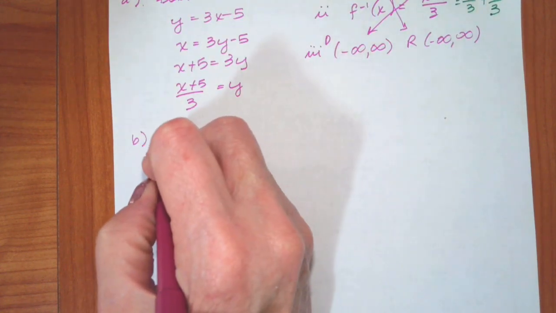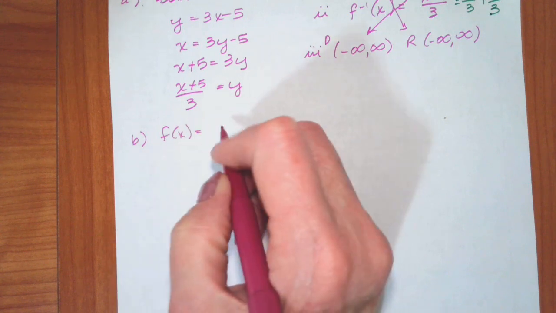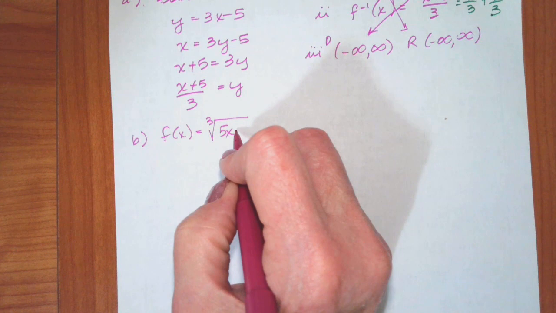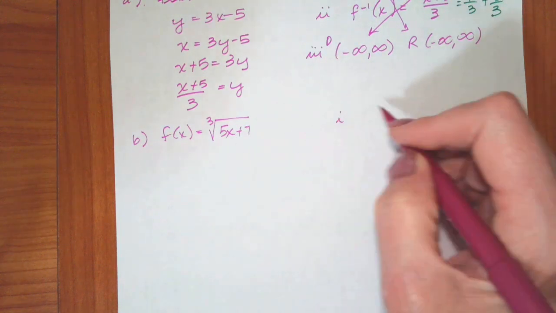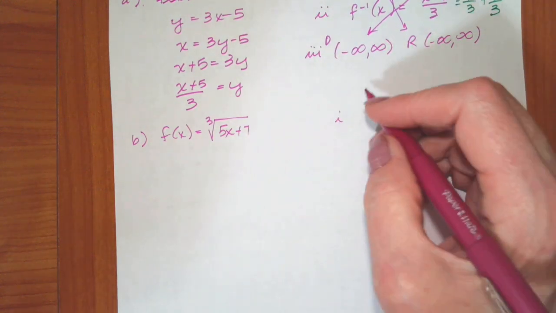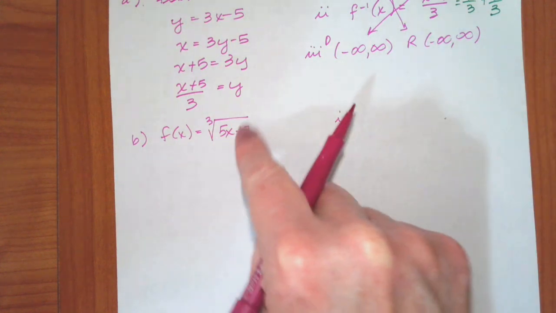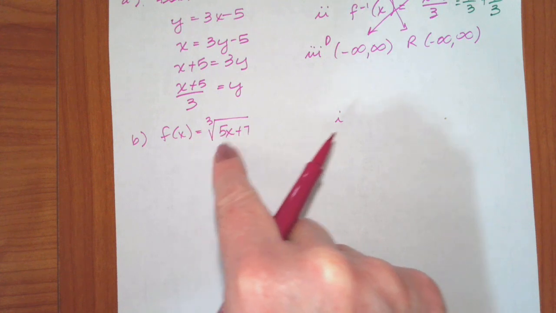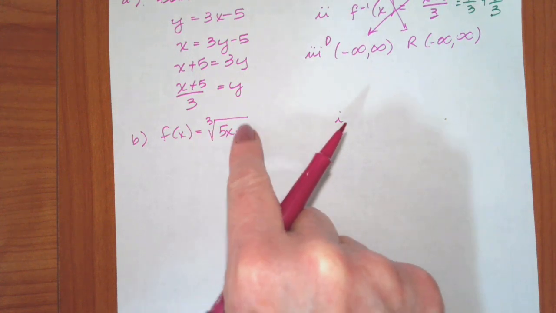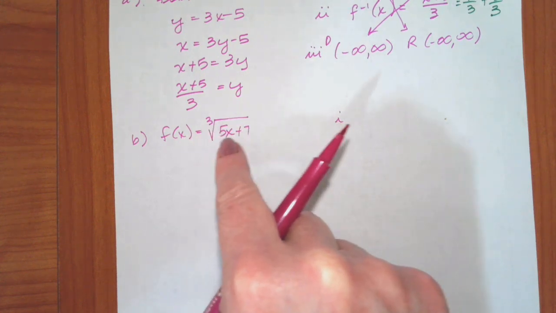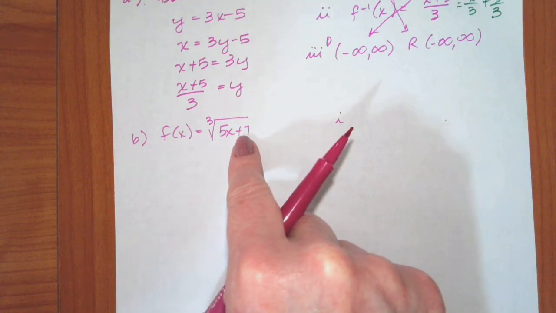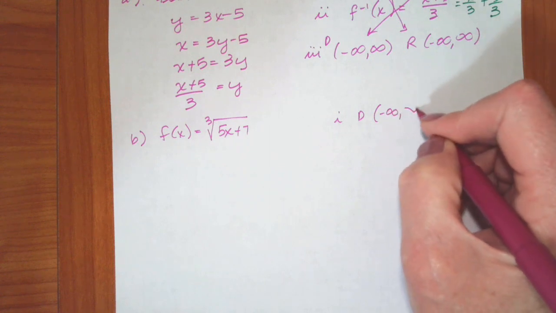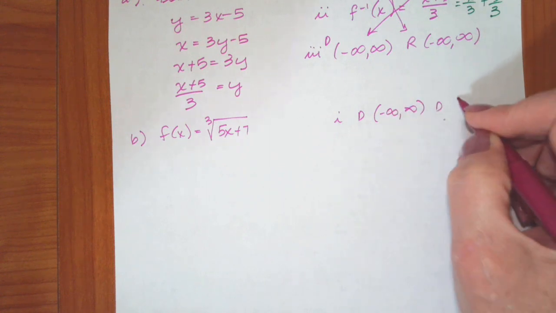Okay, for B, f of x equals the cube root of 5x plus 7. All right, well, this is a cube root function, and there are no restrictions. If it's an odd root, then x can be any number. The radicand can either be positive, negative, or 0, so there are no limitations on it. So my domain is everything, and so is my range.